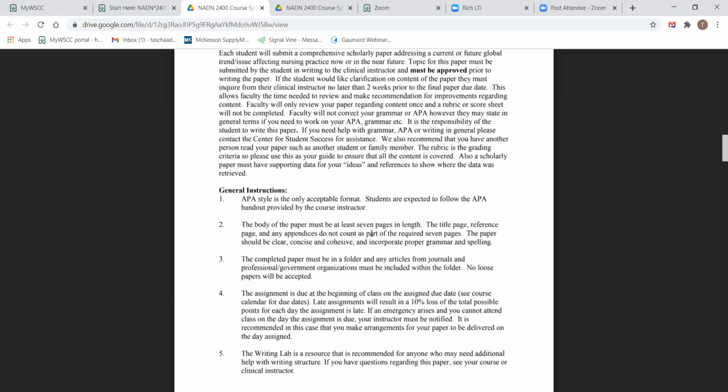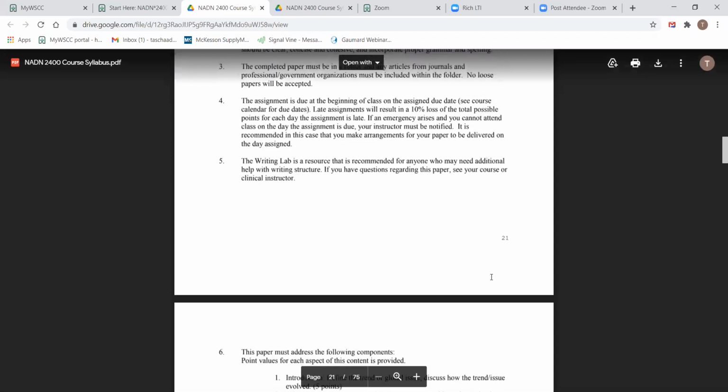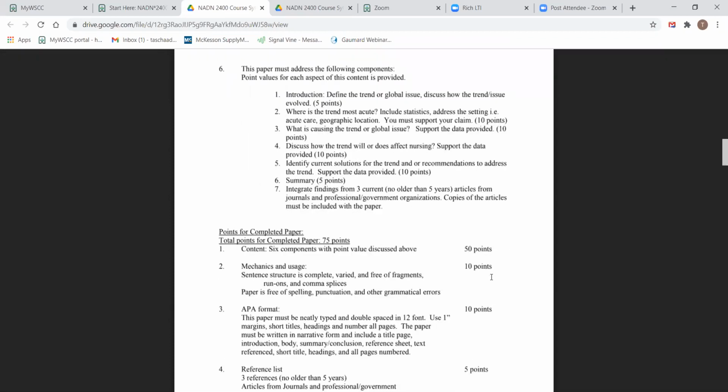The paper must address the following components. Point values: you're going to have your introduction, which is 5 points. Where is the trend most acute? That's 10 points. What is causing the trend or the global issue is 10 points. Discuss how the trend will or does affect nursing is 10 points. Identify current solutions for trends and/or recommendations to address the trend is worth 10 points, and the summary is worth 5. So all 6 of those components that we discussed total 50 points.